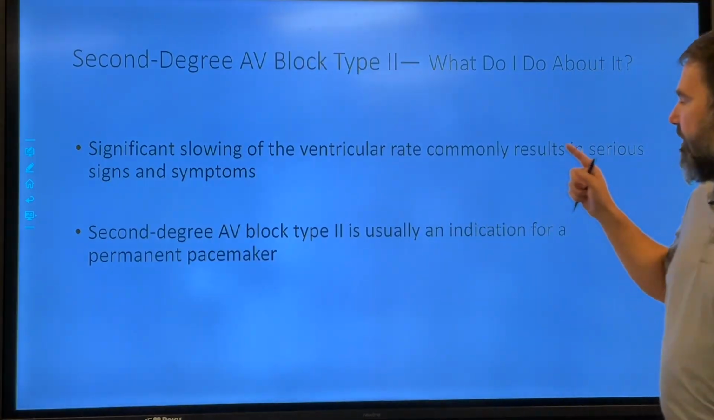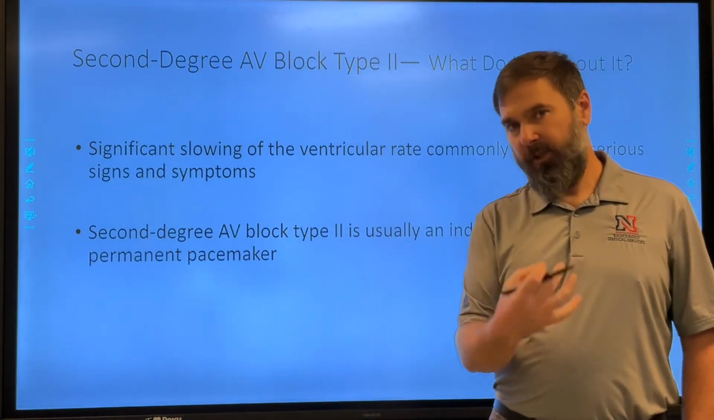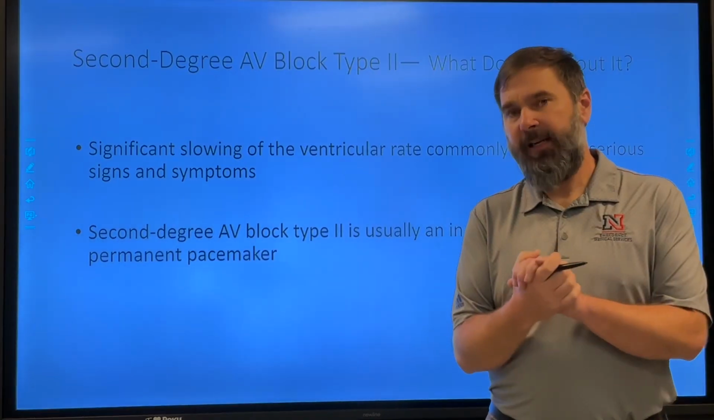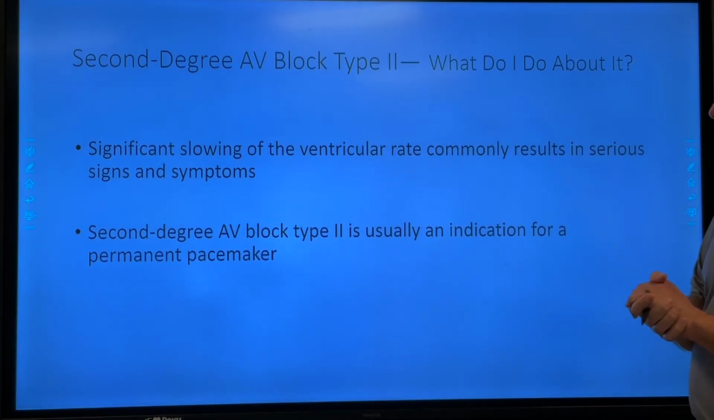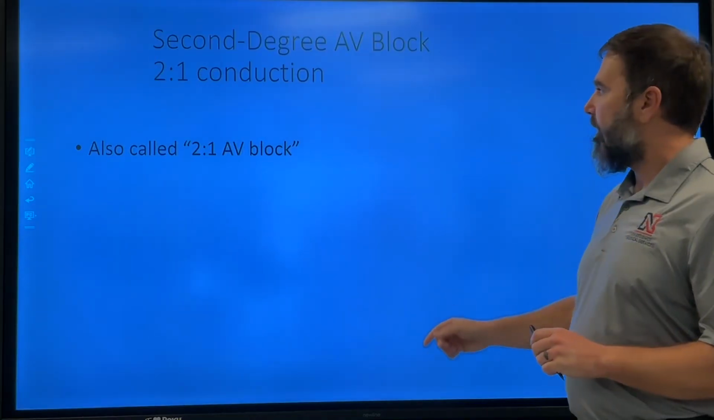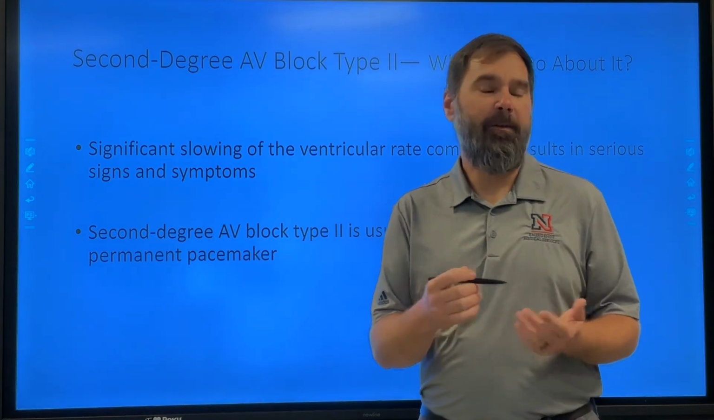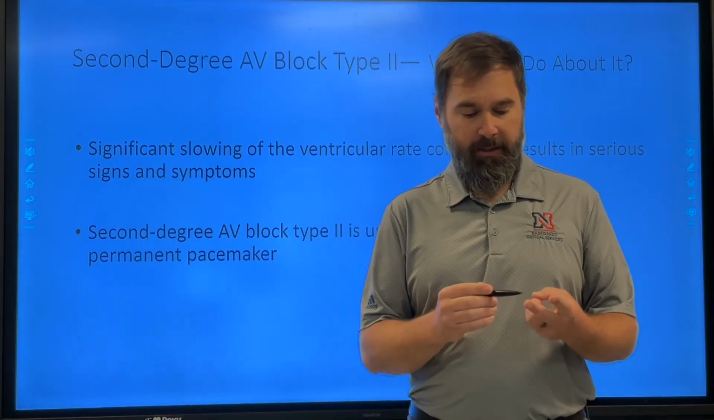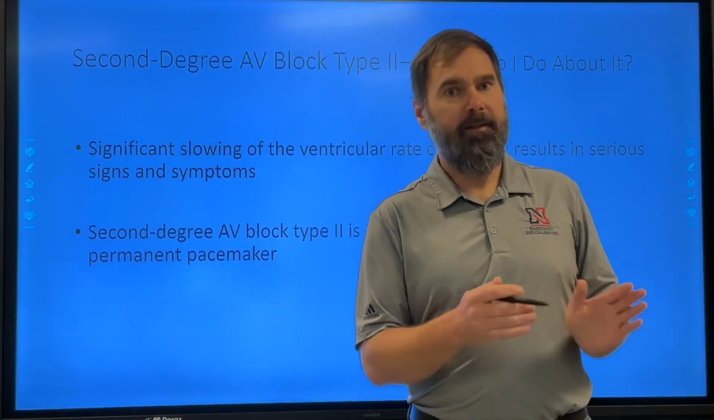Significant slowing of the ventricular rate commonly results in serious signs and symptoms, because with that rate going slower, they have a poor contraction or conduction through the ventricles. A secondary AV block type 2 is usually an indication for a permanent pacemaker. So what are you going to do with it? Same as with any other patient: how is this affecting your patient? Just because we have this on the monitor does not mean we need to treat it. Keep that in mind: we treat the patient, not the monitor.